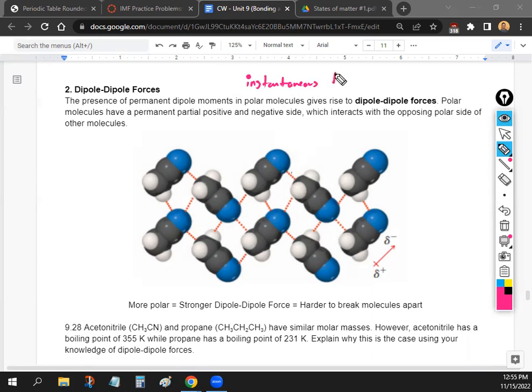In London dispersion, we're talking about instantaneous dipoles, right? When the electrons go to one side for a moment, they can go to the other side the next moment. But in dipole-dipole, we're talking about compounds that have a permanent polarity. Remember, depending on the electronegativity difference, one side will be more negative, one side will be more positive. That's a permanent polarity, and that's what contributes to dipole-dipole forces, okay?